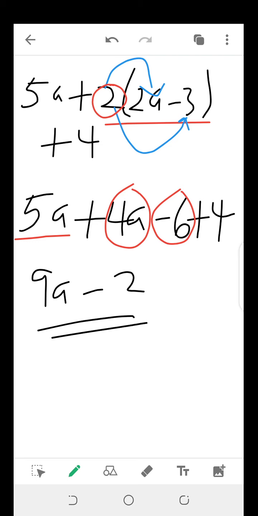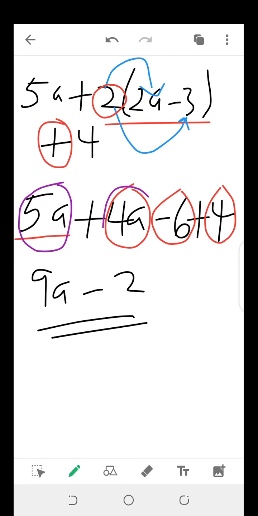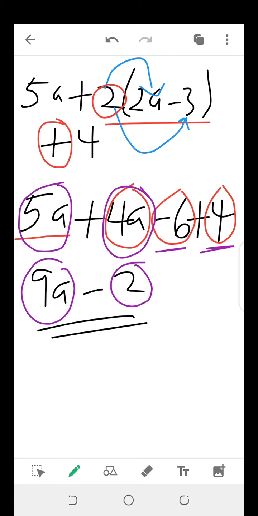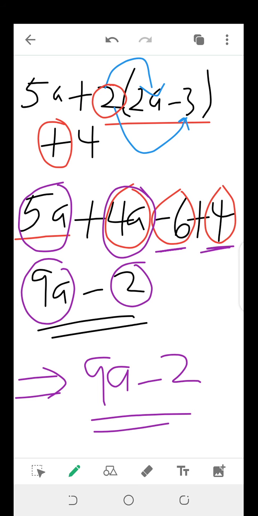Okay, and we bring our plus sign, and then add the 4 to it, so we get plus 4 here. All that we need to do now is simplify our expression. 5a plus 4a will give us 9a, and then negative 6 plus 4 will give us minus 2. So our final answer becomes 9a minus 2.